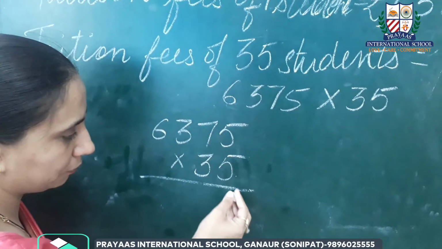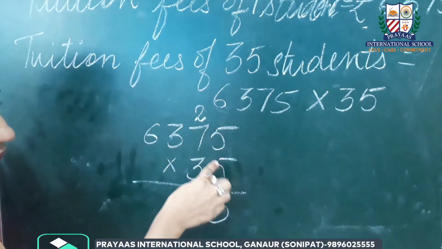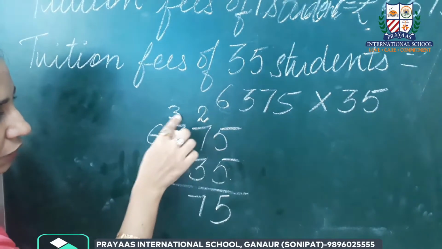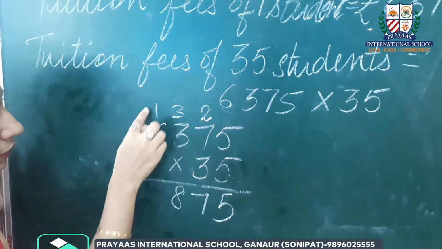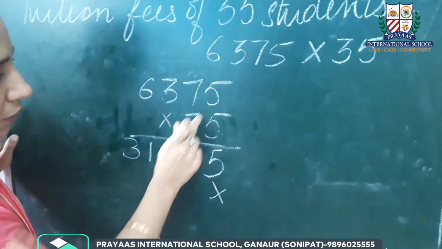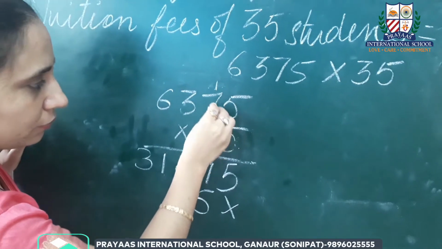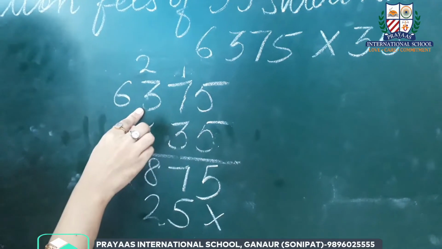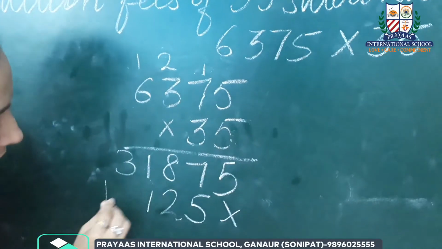So 5 5s are 25, 5 7s are 35, 36 and 37, 3, 5 3s are 15, 15 plus 3, 18, 5 6s are 30, 30 plus 1, 31. Now we will multiply by 3. 3 5s are 15, 3 7s are 21, 21 plus 2 carry, 3 3s are 9, 10 and 11, 6 3s are 18, 18 plus 1, 19.